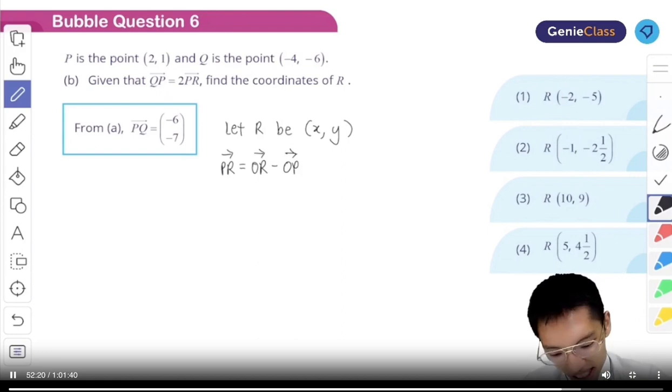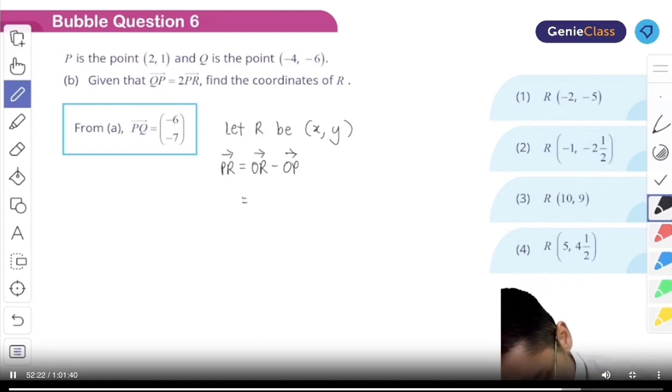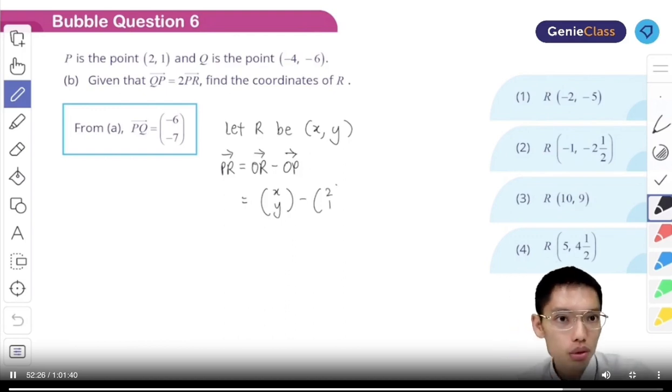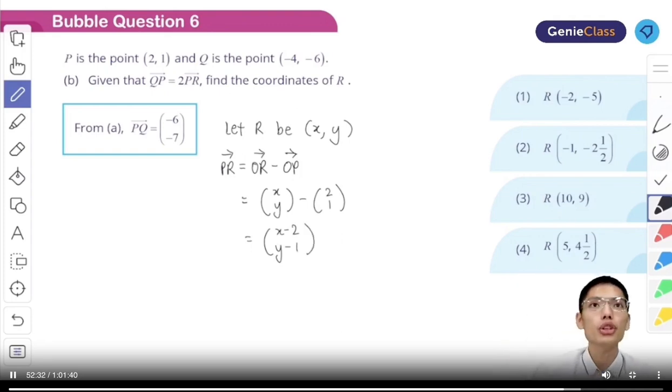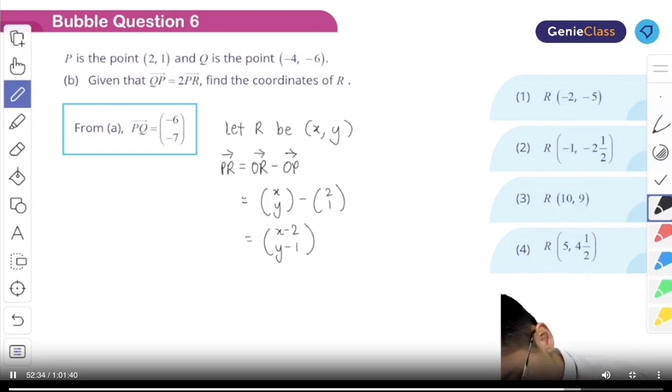Okay, let's take note. Let's see how we solve. OR minus OP. X, Y minus, in this case, 2, 1. So what will I get? I'll get X minus 2, Y minus 1. So from here, I want QP. Now take note, PQ is this. So QP, it's the opposite direction, if you were to realize from the previous lessons you have. So minus 6 minus 7, this gives me 6, 7.